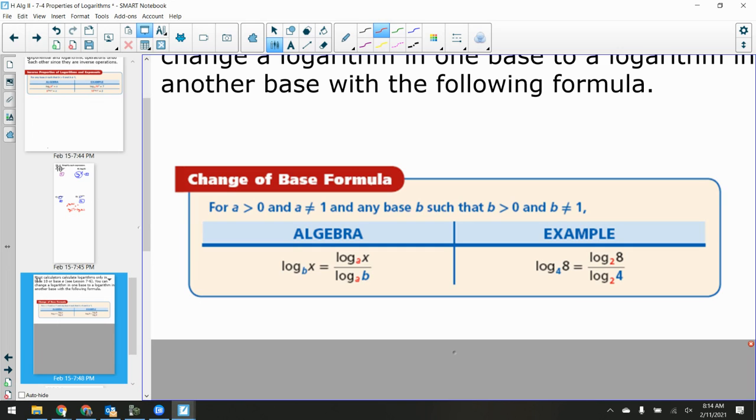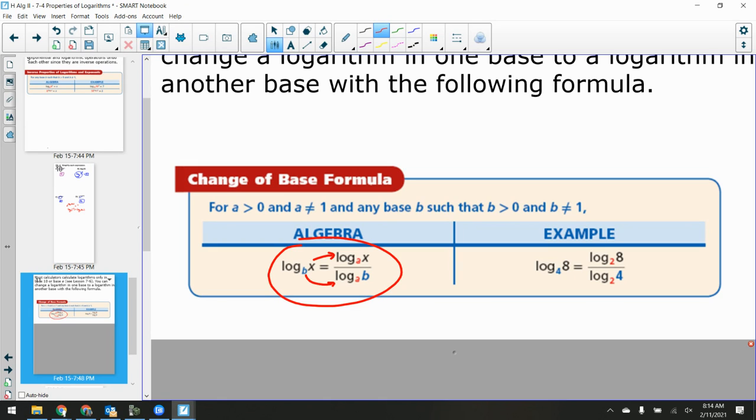Take a look at this right here. If you've got log base b of x, whatever it is, you can create a new log base and say log base a of x. Your of number goes on top. Your base goes on bottom. You can say log base a of x divided by log base a of b.